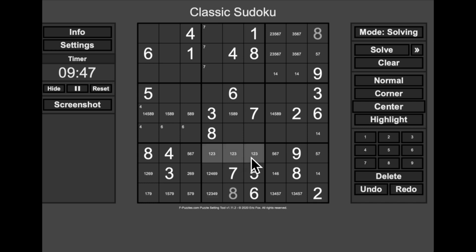Oh, these are 1, 2, and 3 in some order. And those are the only 1, 2, 3 in the box. So these can't be 1, 2, or 3. Oh, and that's not even 6 because there's one in the box already. Okay. So this has now been resolved as far as that's going to get.